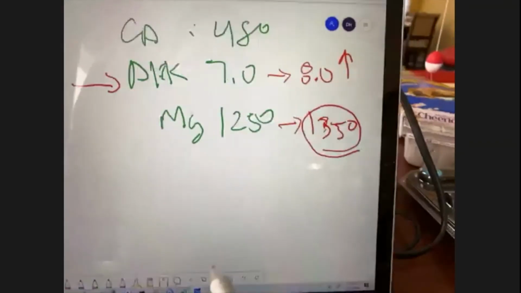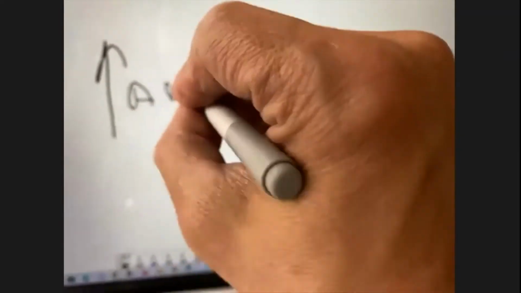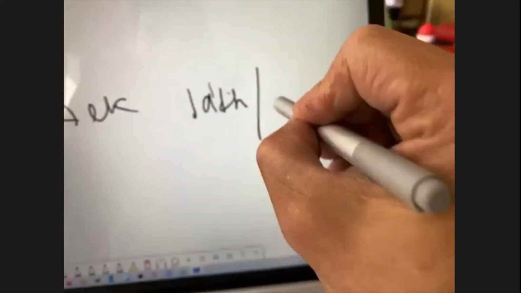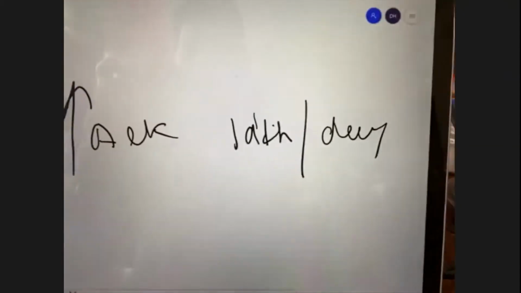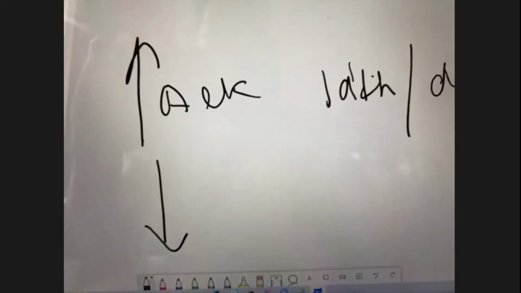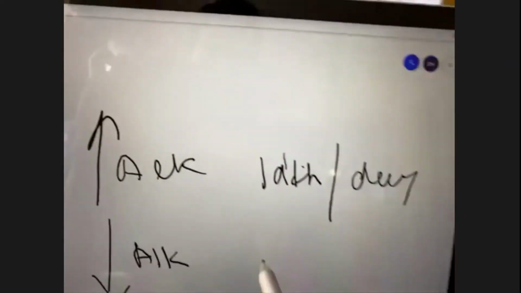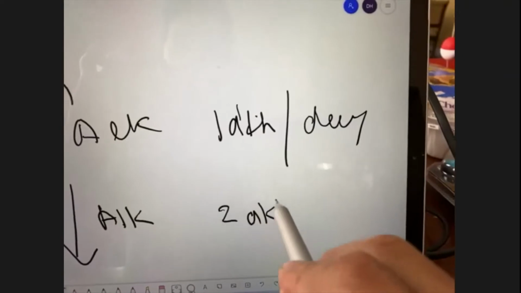But to answer that question right now, a lot of people say if you're going to raise your alk, then you want to do that 1 dKH a day. Okay, that's safe. Now, if you want to lower your alk, just lower it. I've lowered alk by 2 dKH a day, and things are safe.